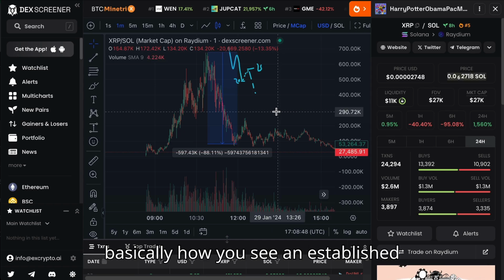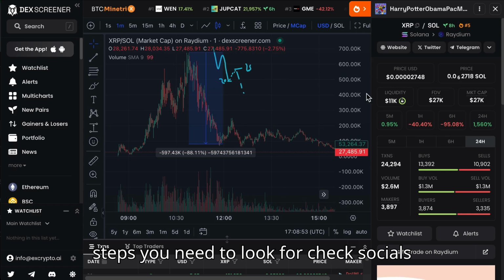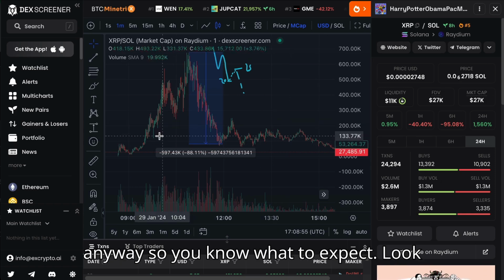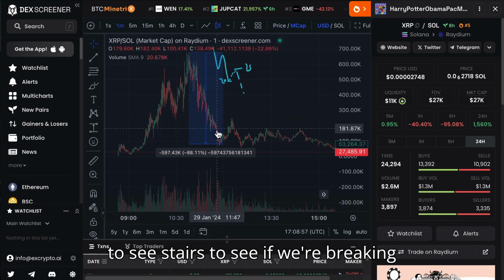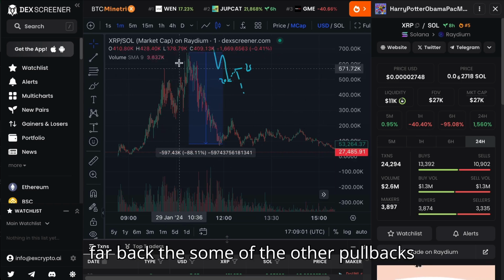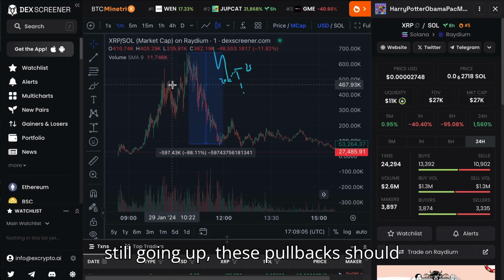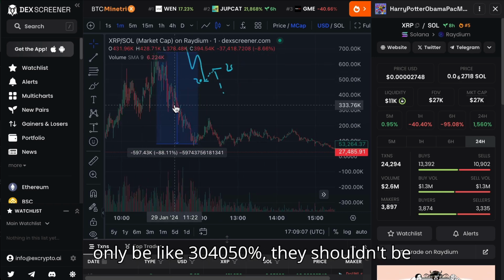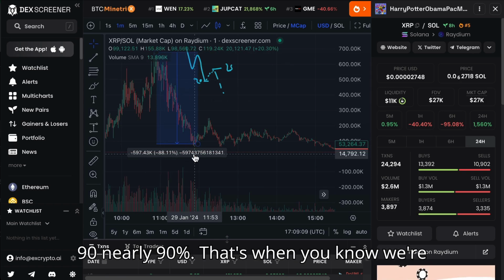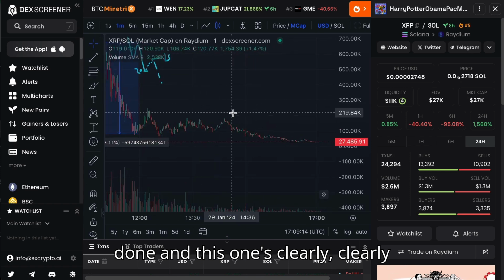So that's basically how you see an established downtrend. Those kind of two or three steps you need to look for. Check the socials anyway so you know what to expect. Look to see stairs to see if we're breaking structure, and then also just see how far back some of the other pullbacks were. You don't need to do that. I'm just telling you that generally, if we were still going up, these pullbacks should only be like 30, 40, 50%. They shouldn't be nearly 90%. That's when you know we're done. And this one's clearly done.